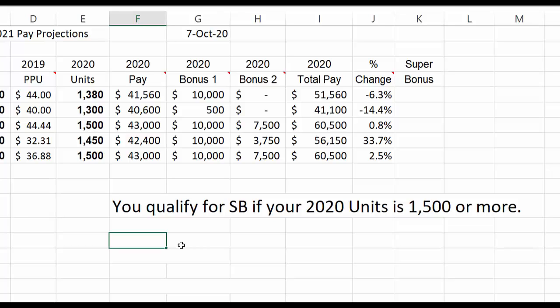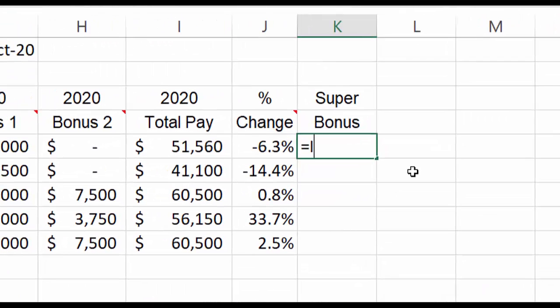Now, super bonus in this case is unique in that it's not money. First of all, it is something, but it's not money. So the way we're going to do it is this, okay? We're going to use an if statement, which should be obvious to you because we are checking to see who gets it if you're 1,500 or more units. So if your units is greater than or equal to 1,500, comma.